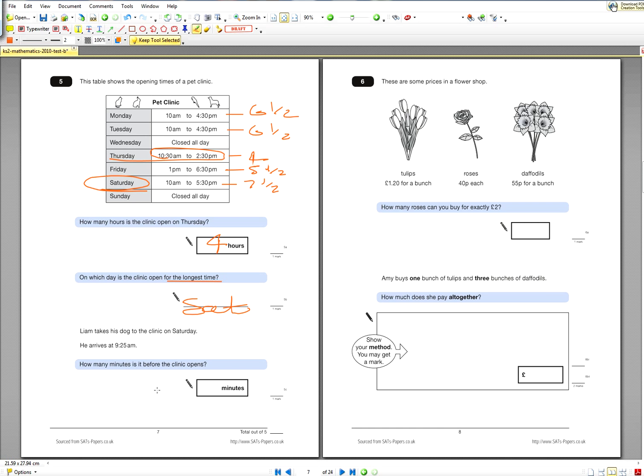Liam takes his dog to the clinic on Saturday. He arrives at 9:25. How many minutes is it before the clinic opens? Opens at 10 o'clock. So the amount of minutes is 35. 35 minutes.